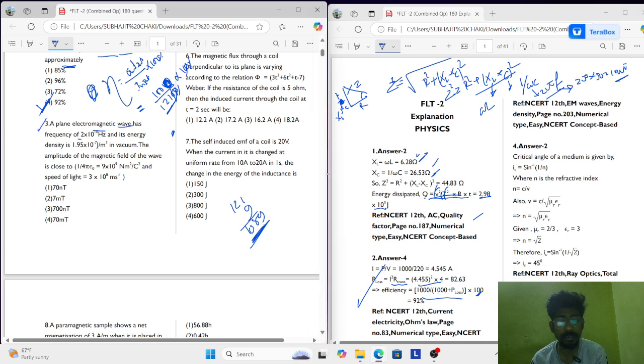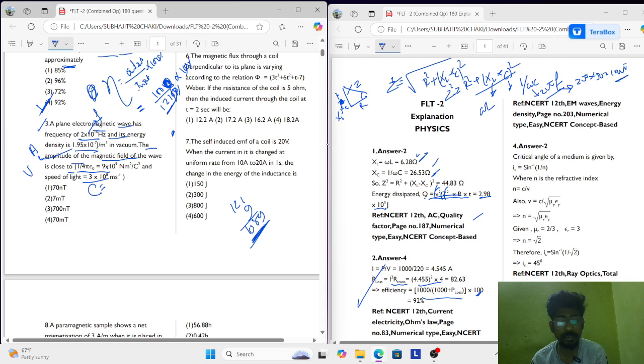An electromagnetic wave has a frequency of this and its energy density. Energy density U is given. Wave frequency F is given. The amplitude of the magnetic field of the wave, close to 1 by 4 pi epsilon naught. Okay, amplitude you have to calculate. 1 by 4 pi epsilon naught is given, C is also given.